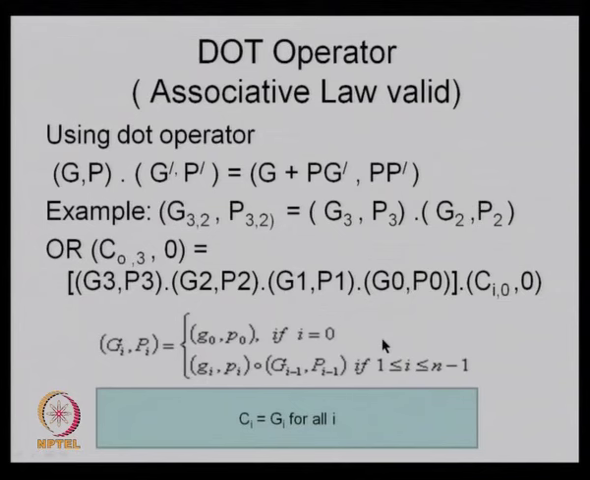Now, this interesting mathematics can be implemented something like this. The block G and P which we have derived is equal to G 0, P 0 if I is 0. If not, it is G I, P I dot G I minus 1, P I minus 1, if I is greater than or equal to 1 and less than n minus 1. Now, if you look very carefully, using these I's, C I is always G I. C I will always be the part of G I. Now, this is very interesting.